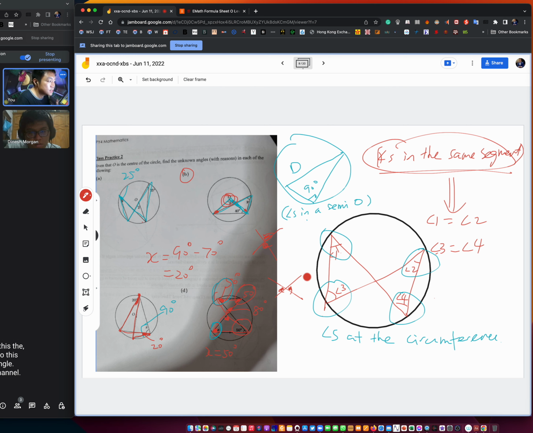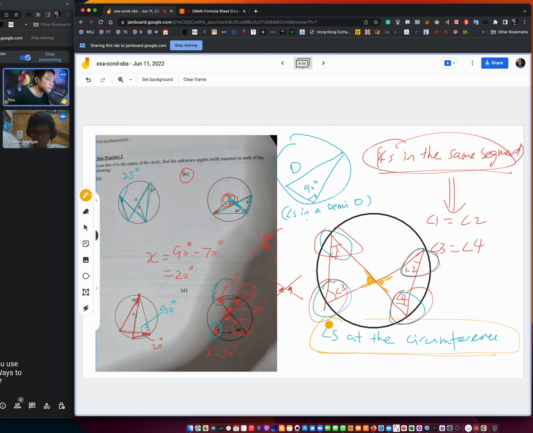Same segment only happens, basically, when I'm talking about the 4 angles on the circumference, and this one is not the angle at circumference. These 2 angles are not at the circumference, and they are not at the center. Sometimes it happens to be the center, but they don't need to be. So here, you use the opposite angle. You understand? So angles in the same segment only apply to angles at the circumference. If not, then you use other ways to solve it. Okay?